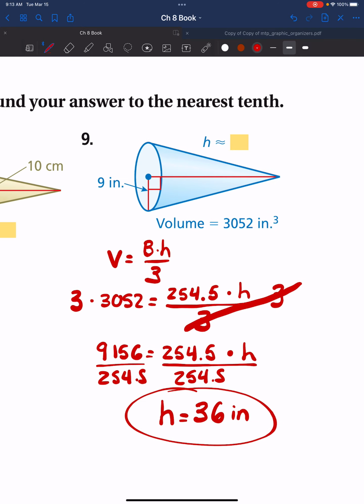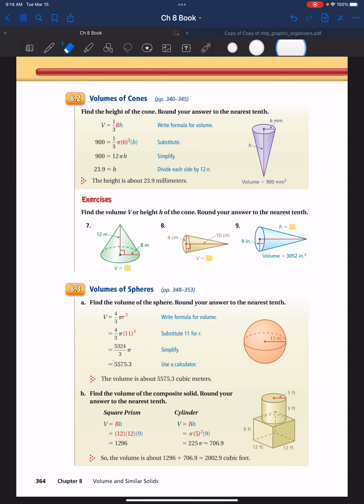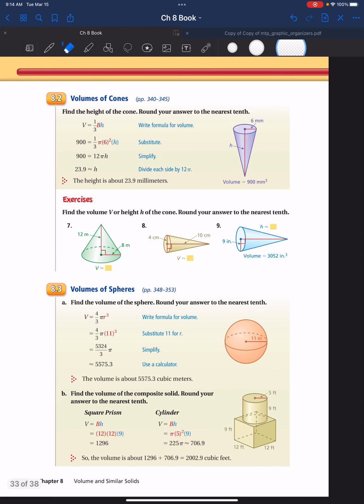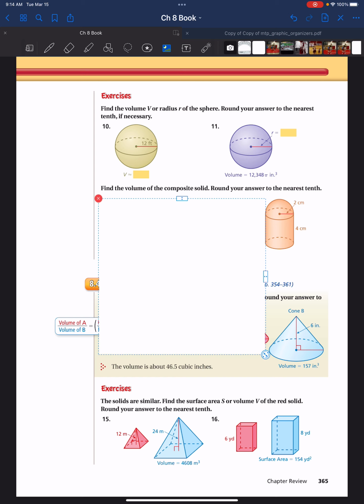Very good. All right, that was section 2. Section 3, we talked about the volume of a sphere. And we also talked about composite shapes. Oh boy. Let's do 10 and 11, because 11 has the radius missing. That might be a good one for us to do.